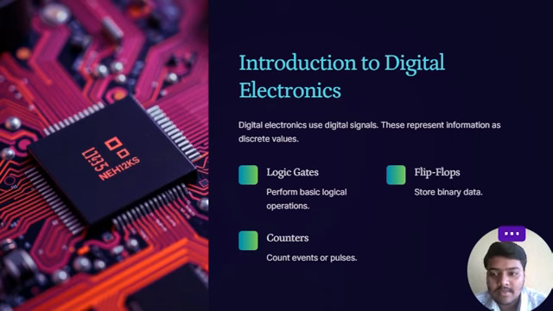Our third page is introduction to digital electronics. Digital electronics use digital signals. These represent information as discrete values. So instead of continuous signals like in analog systems, digital electronics work with values like 0 and 1. This makes them more reliable and easier to process.